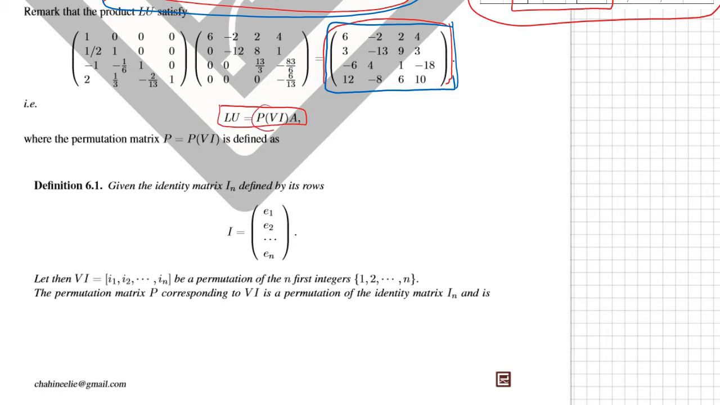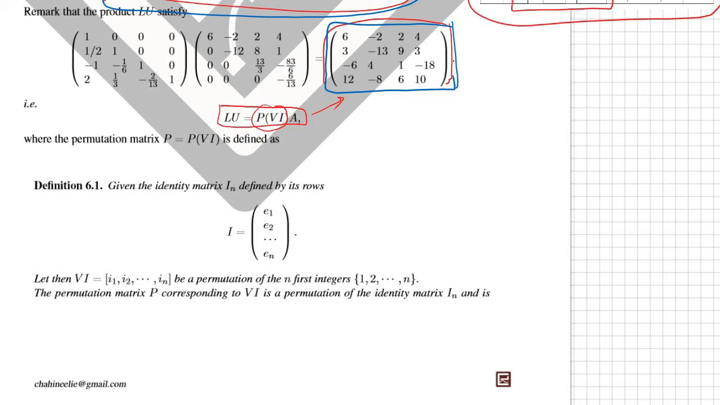When I say P_VI, it is a matrix P that depends on VI, on the index vector. So it depends on how we perform the pivoting; the changes we did in the index vector will modify the matrix P. So the matrix P is a matrix that, if I multiply it by A, will give me the modified form I have in here. So how do we construct this matrix P?